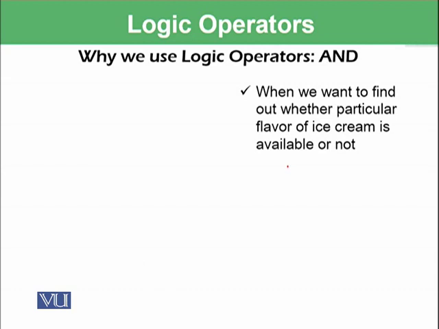So for example, we have 1 0 1 1 0 0 0 1, numbered 1 2 3 4 5 6 7 8, and we want to check whether this flavor is available or not. So you can AND it with 0 0 0 0 1 0 0 0. You would see that the 5th bit from the left side will be 1 only when the flavor is available, otherwise it will give you 0.